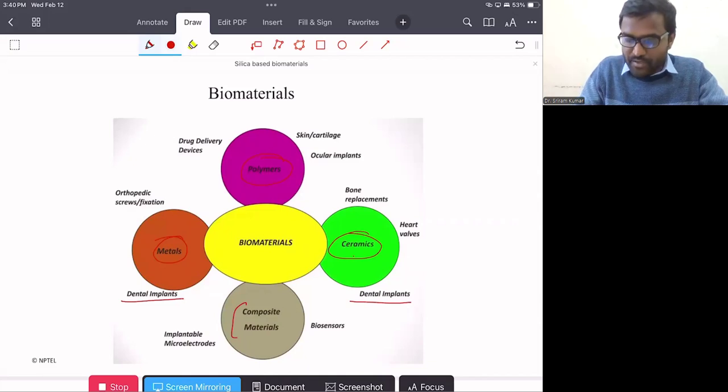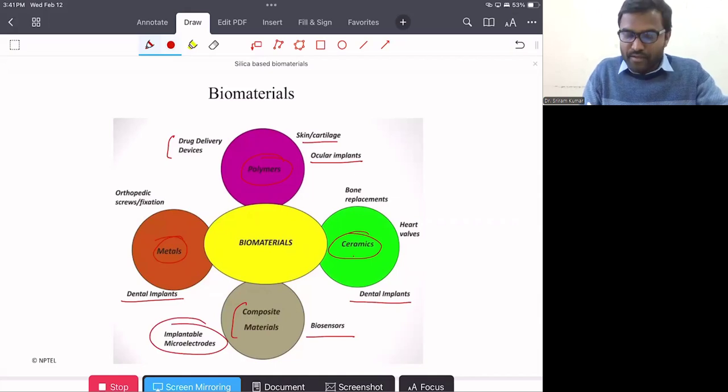So polymer materials can be used in drug delivery, maybe skin, cartilage, or maybe ocular implants. And composite materials we can use either in biosensors or maybe implants, as well as microelectrodes. So based on the requirement of the material, we can use either metals, ceramics, composites, and polymer materials. So here, based on their physical requirements in terms of Young's modulus, stress and strain, and in terms of flexibility, we can use these materials or maybe a combination of these materials.